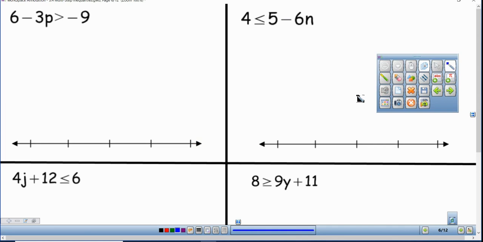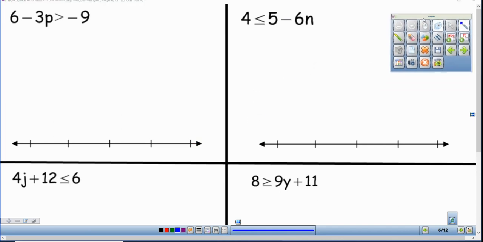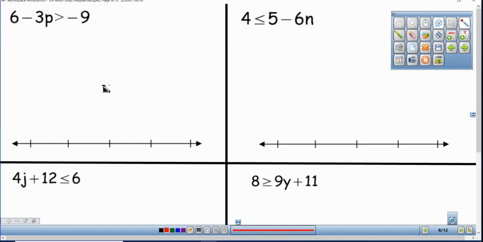Okay, we have a few two-step inequalities here. So I will go through all of these, but I will pause after we do two and then let you try those on your own. You can check to see if you're right.